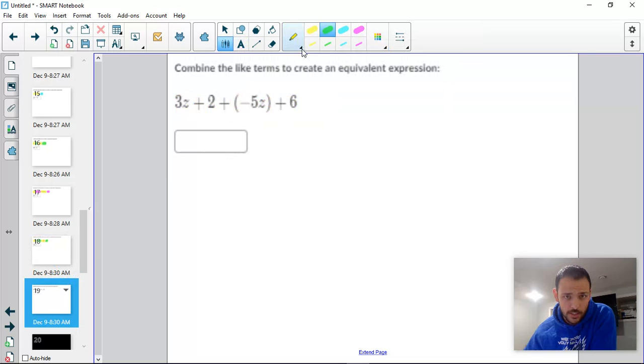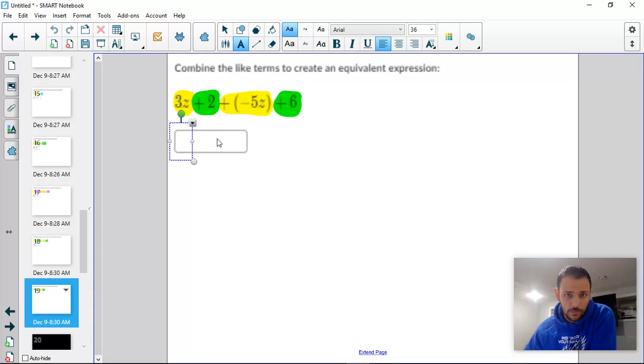All right, one more example problem here, and then we're going to get on to distributive property. So I have 3z plus negative 5z, and then I have 2 plus 6. All right, so 3z plus negative 5z makes negative 2z, and then plus 2 and plus 6 makes plus 8.